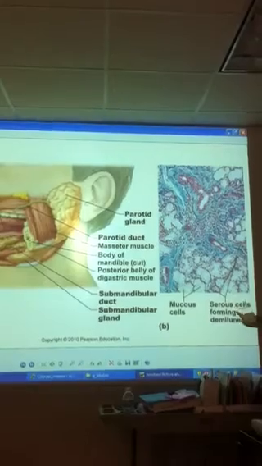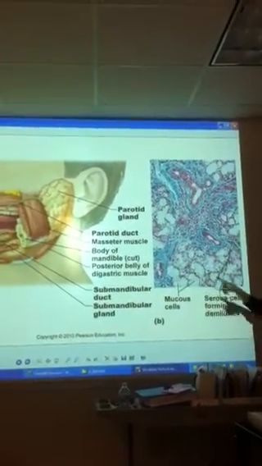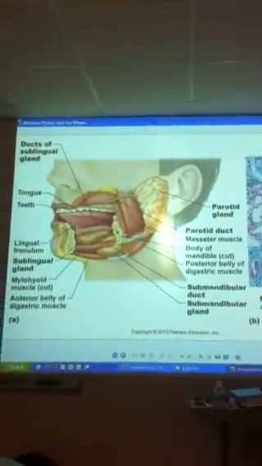So serous cell forming. You don't need to know all these details. Just know the structure, location. So that picture is important.